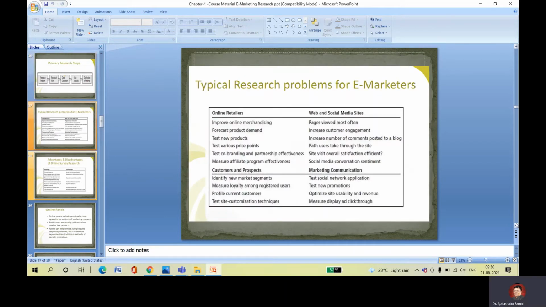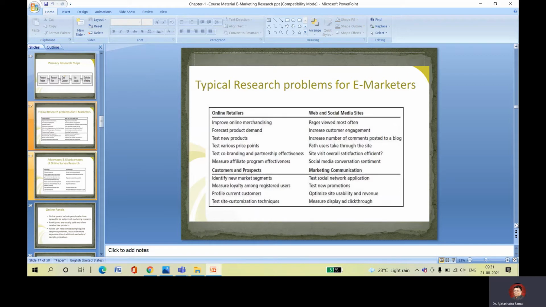Typical research problems for e-marketing. So what are the different research problems that arise in the e-marketing process? First one is online retailers: improve online merchandise, forecast product demand, test new products, test various price points, test co-branding, partnership effectiveness, measure affiliate program effectiveness, customers and prospects. Okay, these are called online retailing problems.